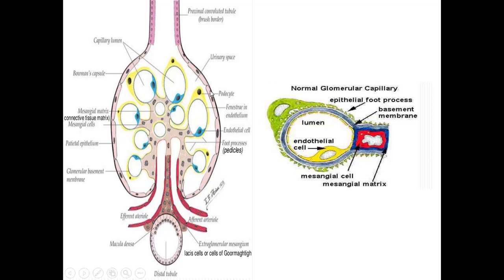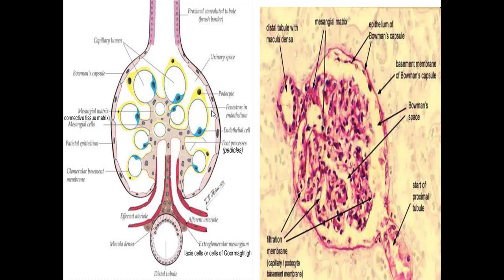If I have a problem in the Bowman's capsule epithelial cells lining the Bowman's capsule, and have proliferation within this urinary space, it can occlude the urinary space, and again the patient will come with anuria. This is why it's very important to know about the histopathology.